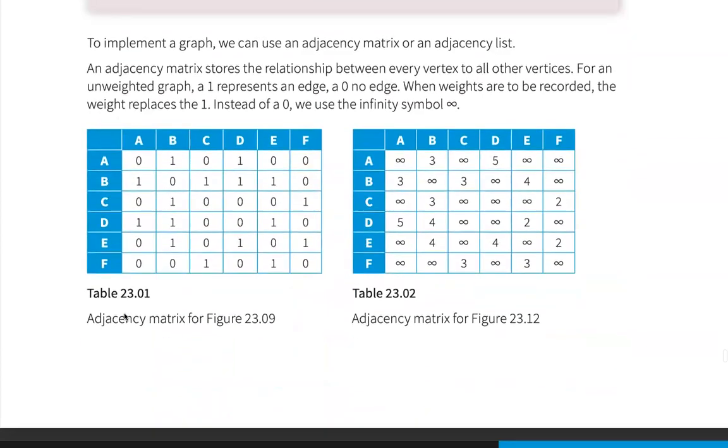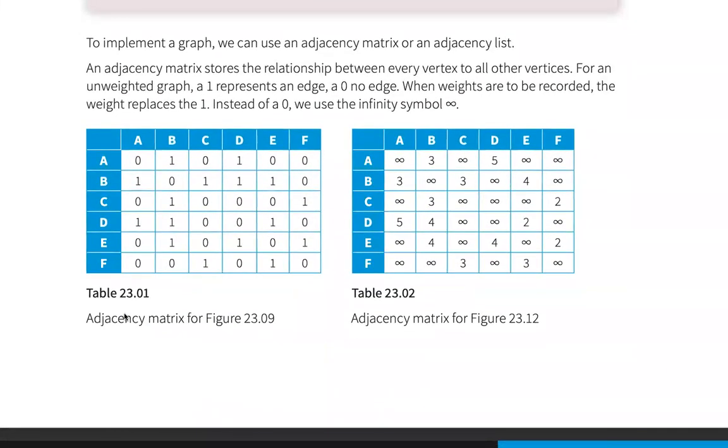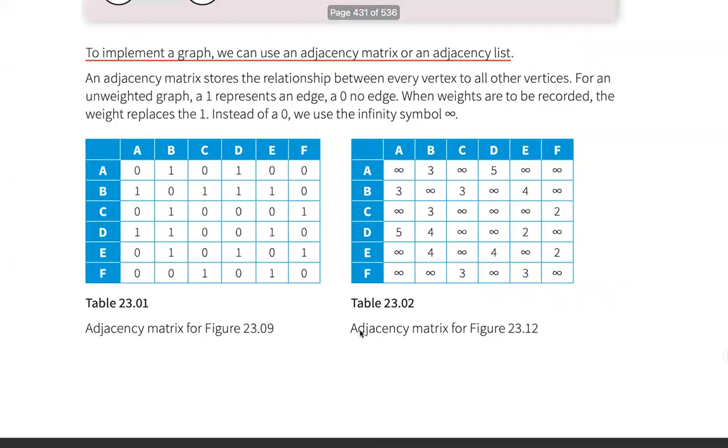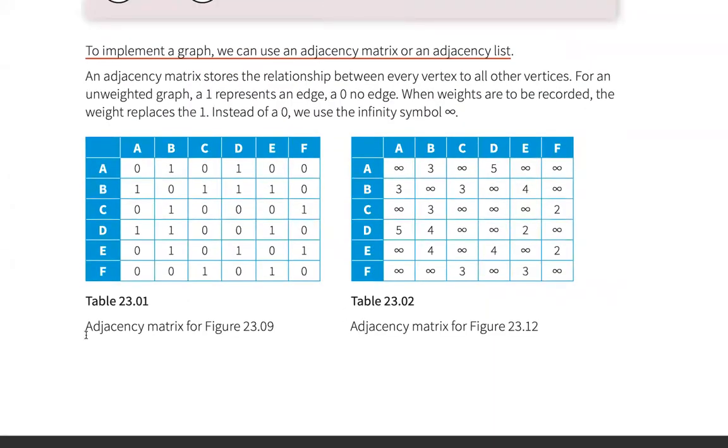Okay. To implement a graph, we can use an adjacency matrix or an adjacency list. As you can see here, these are the two: this is the matrix and this is the list that we're talking about. Now let's look at the adjacency matrix versus the cost matrix.